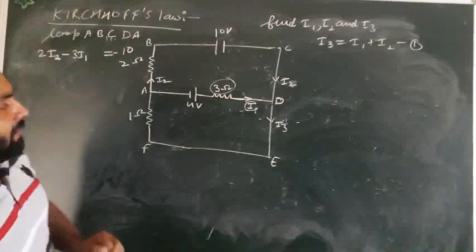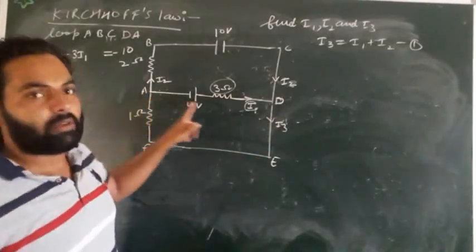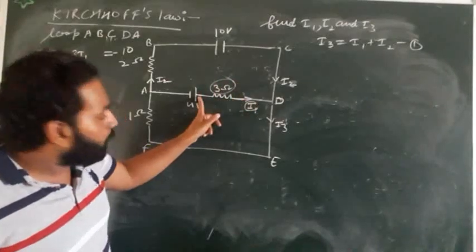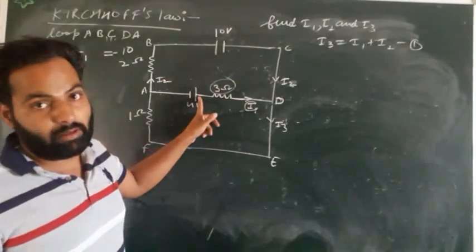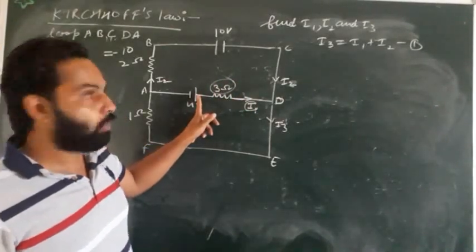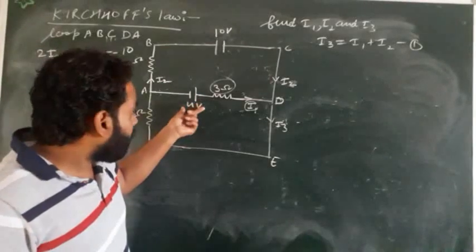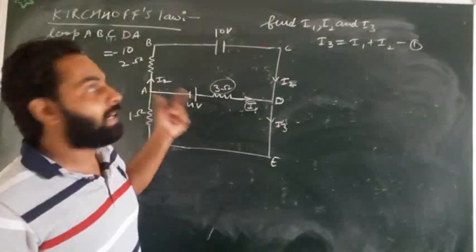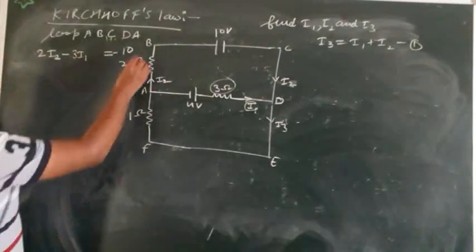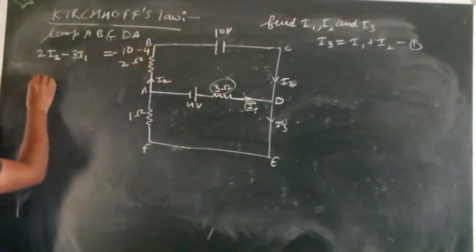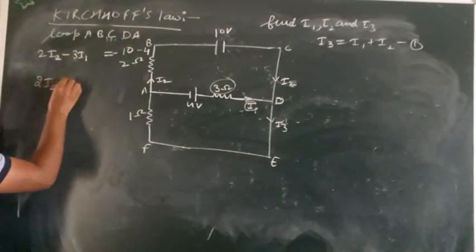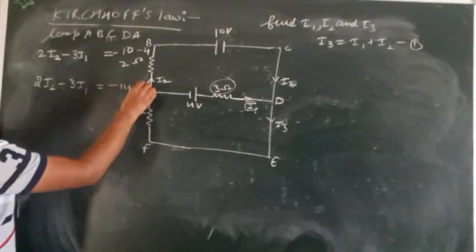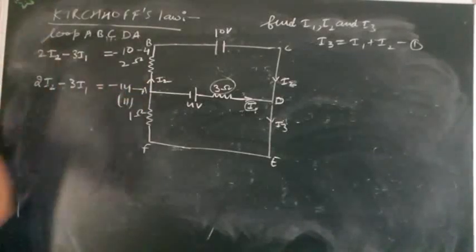When we move from D to A, the loop hits the positive terminal of the cell, so the EMF of that cell is taken as negative and written on the right hand side. Here it comes out to be minus 4. So 2I2 minus 3I1 is equal to minus 14. This is your equation 2.